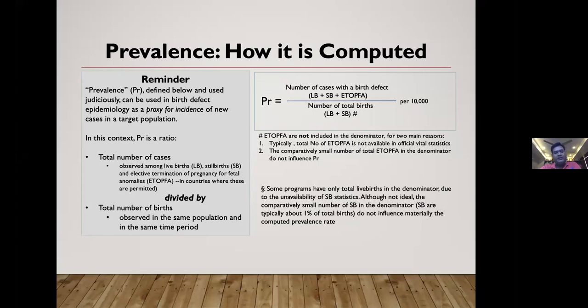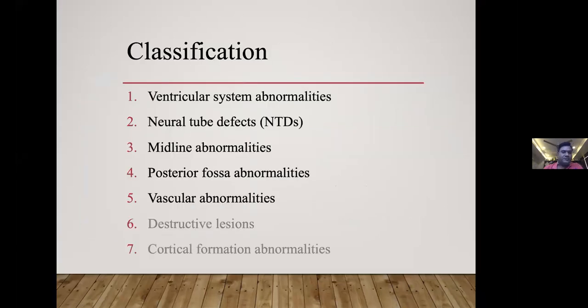Now you can see that the denominator doesn't have the ETOPFA. The ETOPFA is not there in the denominator because that proportion is very minuscule and may not actually change the prevalence. So this is something very important one should know when we are looking at the prevalence of these disorders.